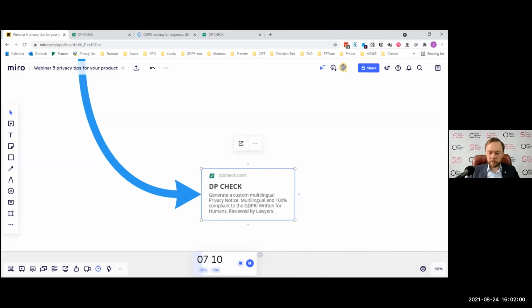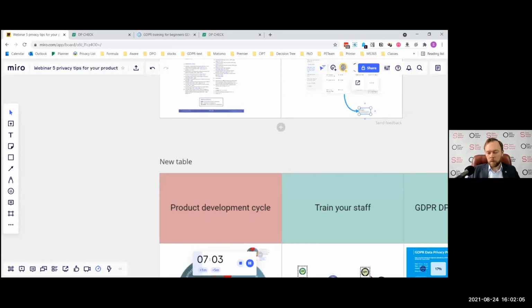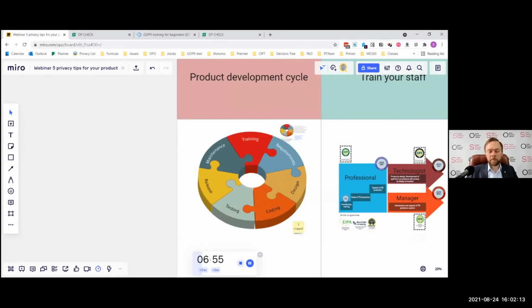And the last, fifth tip that I want to give you is about the requirement to have adequate measures taken in your company. And of course, when you ask a lawyer what adequate means, he'll tell you everything.